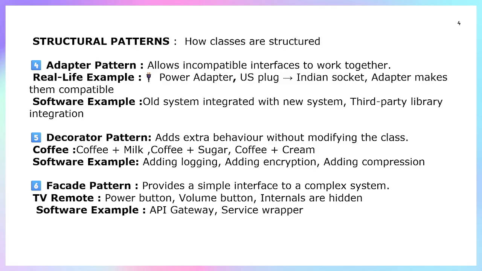Six is the facade pattern. Facade pattern provides a simple interface to a complex system. Right. Example: power button, volume button, internals are hidden. This also looks like a factory pattern, in that we do not expose the complexity, we provide the essential feature. Yes, but it's not, because there we are talking about objects, and here what we are providing is the interface, right? Like API gateway, service wrapper, right?